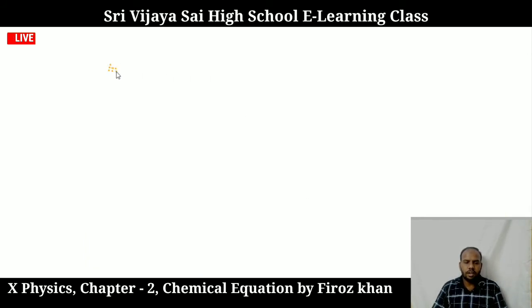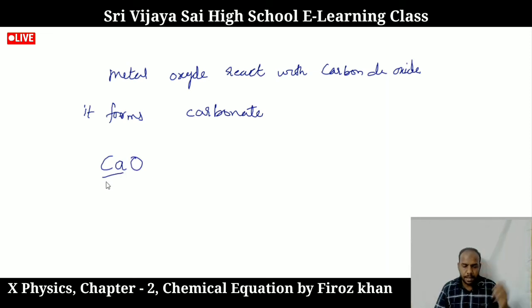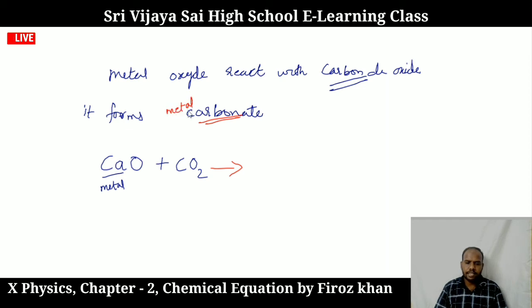When metal oxide reacts with carbon dioxide, it forms carbonate. It always forms carbonate. So for metal oxide, we can take the same example, calcium oxide. Calcium is a metal, this is oxide, metal oxide. React with the already mentioned carbon dioxide. So carbon dioxide, as already said, forms carbonate. What carbonate is forming? Metal carbonate.